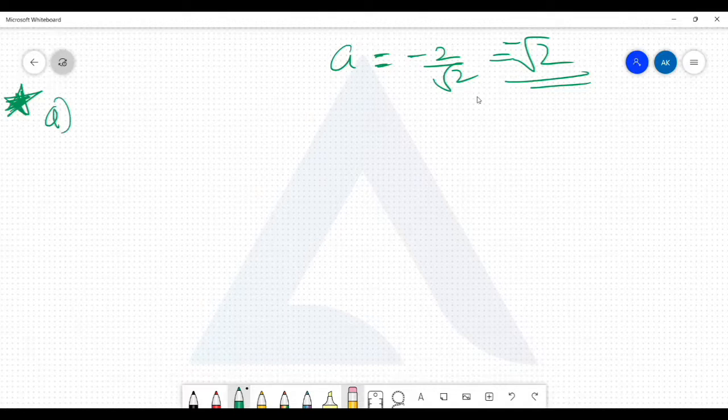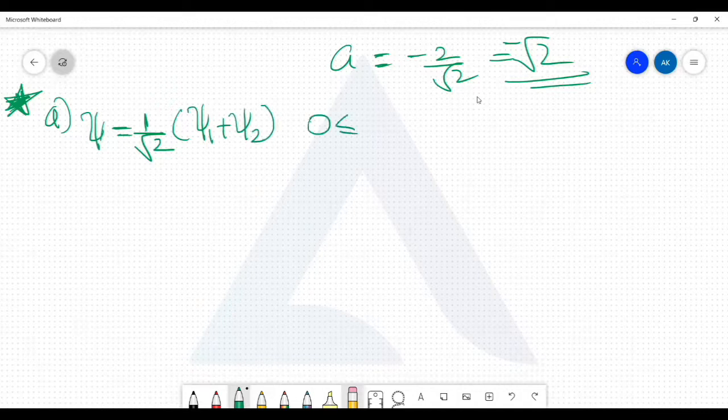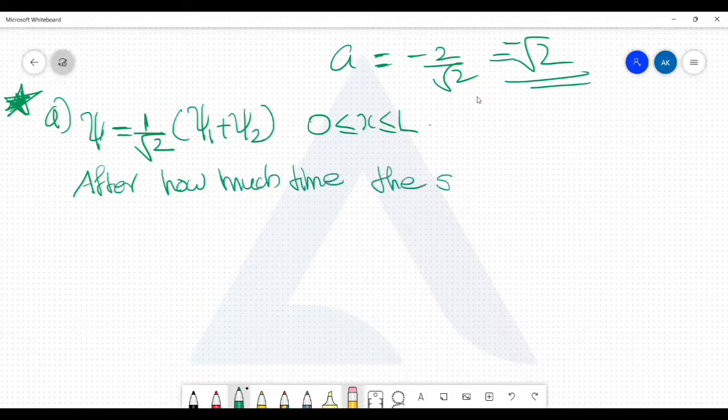The wave function of a particle in 1D potential is given by root 2 psi 1 plus psi 2 for 0 less than or equal to x less than or equal to L. After how much time will the state become orthogonal to the initial state?